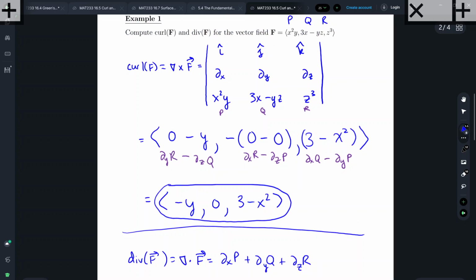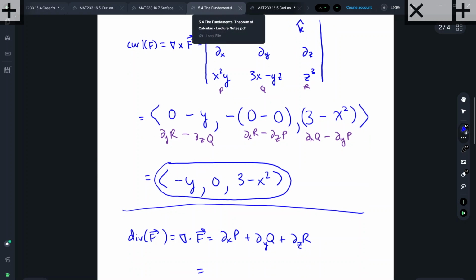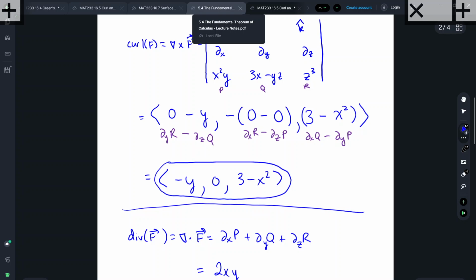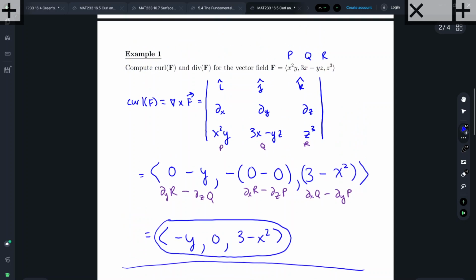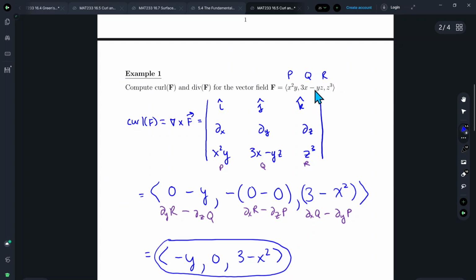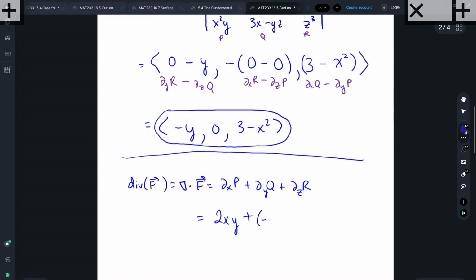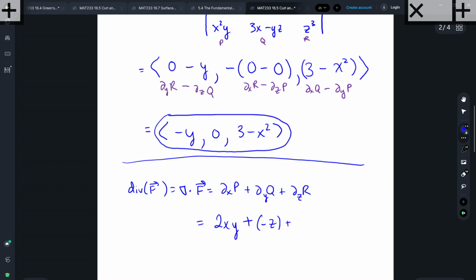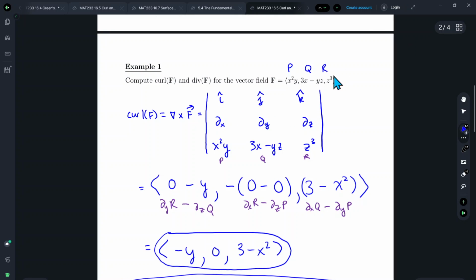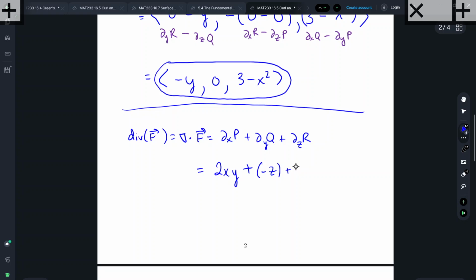So what is this equal to? So the partial of P with respect to x would be 2xy. The partial of Q with respect to y would just be minus z. And then the partial of R with respect to z would be 3z squared. Okay, so I get 2xy minus z plus 3z squared. Okay, so that's the divergence.